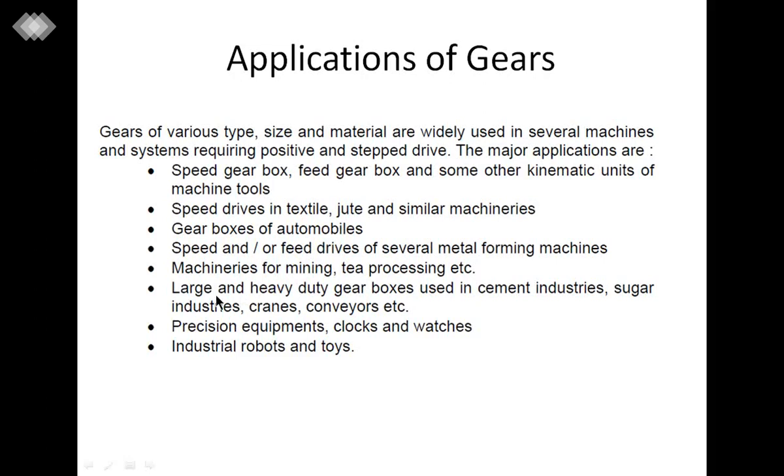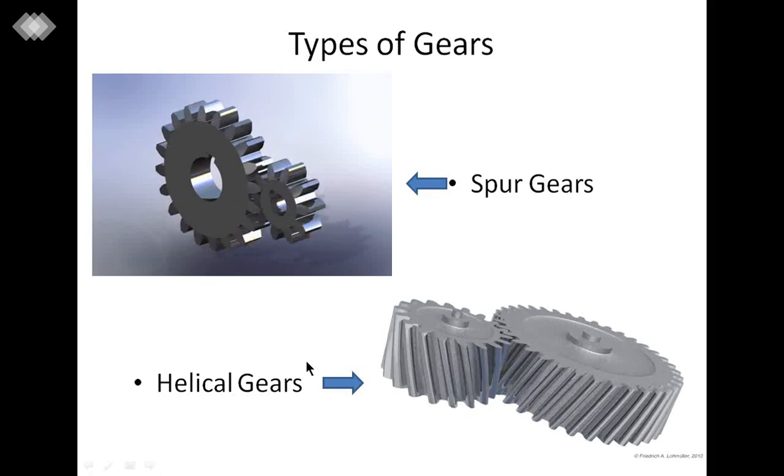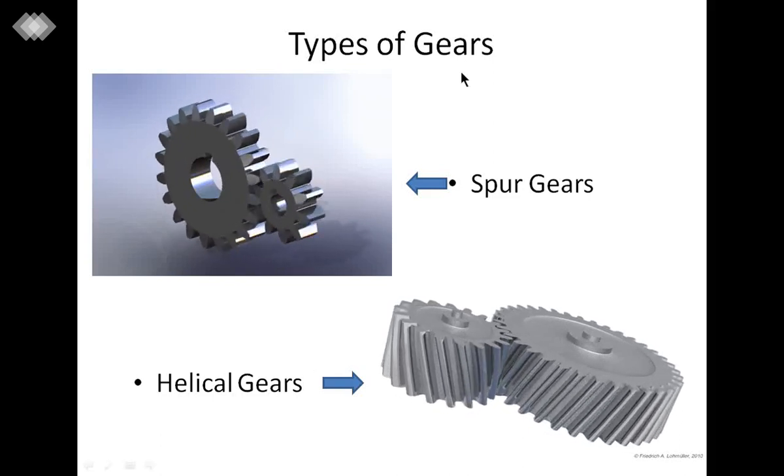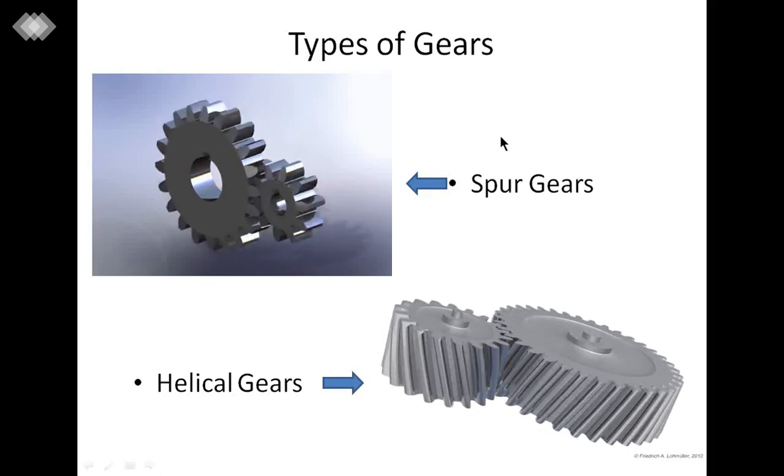The large gears are generally used in large or heavy duty gearboxes in cement industries, sugar industries, cranes, conveyors or the shipping industries. Small gears or precision gears are also used in precision equipment such as watches and clocks. Gears are also used in industrial robots and toys. So what are the types of gears?